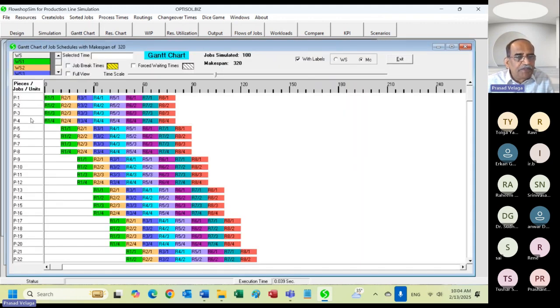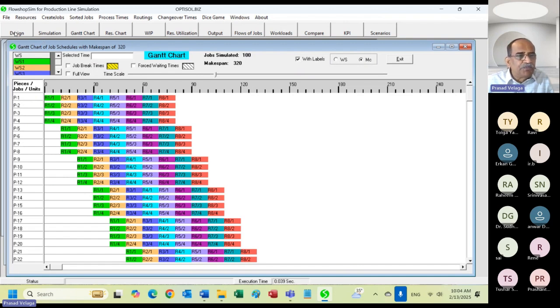You can see the first 4 pieces. There are 4 machines everywhere, so the first 4 pieces are going in this fashion, like a one-piece flow. Every piece is flowing through the system without waiting anywhere. Here again, still it is a balanced line with multiple machines.